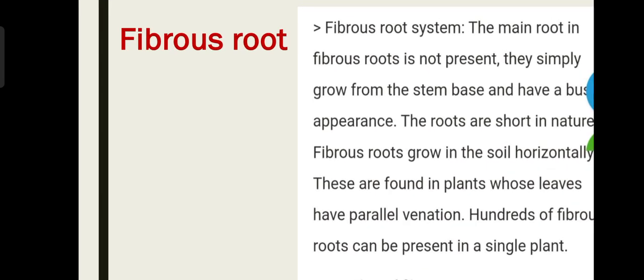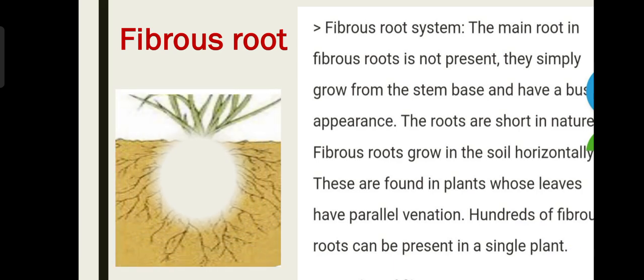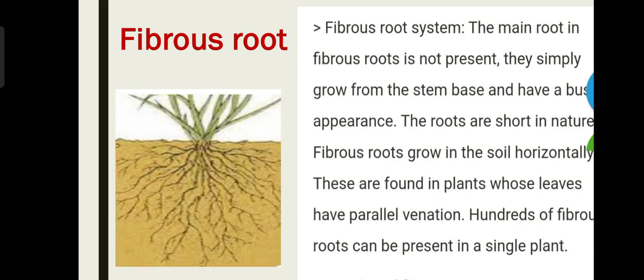Fibrous root system. The main root is not present in fibrous roots. They simply grow from the stem base and have a burst appearance. The roots are short in nature. Fibrous roots grow in the soil horizontally. These are found in plants whose leaves have parallel venation. Hundreds of fibrous roots can be present in a single plant.